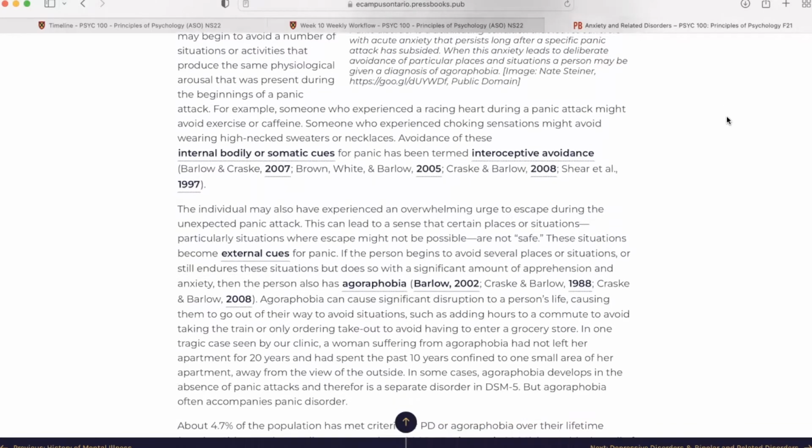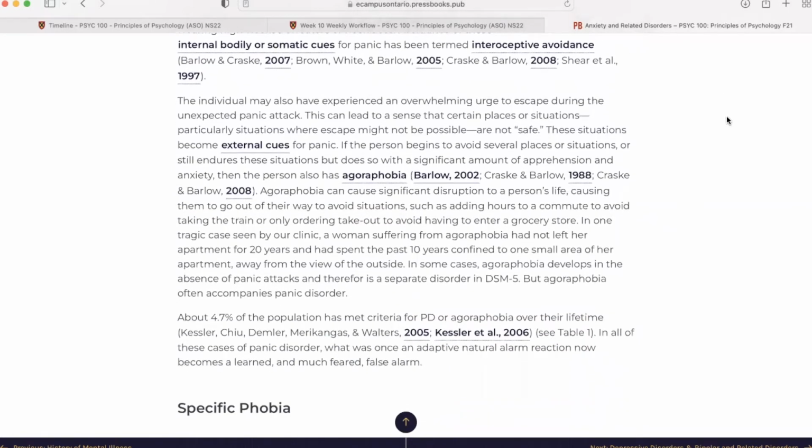The individual may also have experienced an overwhelming urge to escape during the unexpected panic attack. This can lead to a sense that certain places or situations, particularly situations where escape might not be possible, are not safe. These situations become external cues for panic. If the person begins to avoid several places or situations or still endures these situations but does so with a significant amount of apprehension and anxiety, then the person also has agoraphobia.